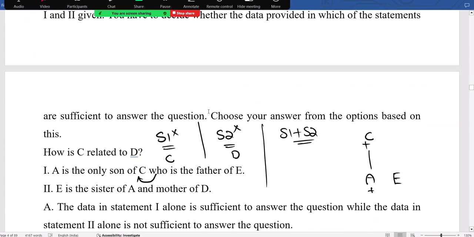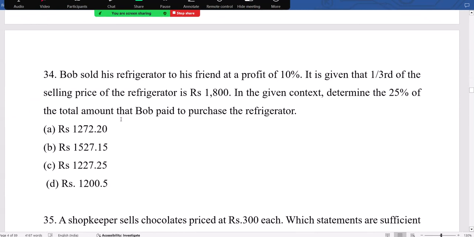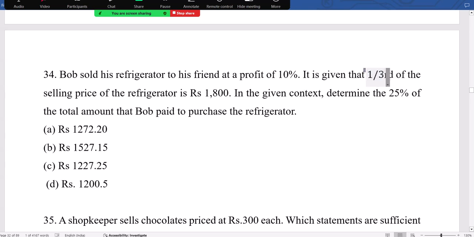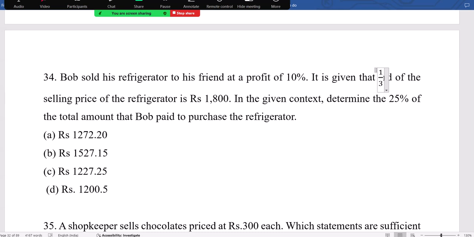Right, so let's have a look into this question. Bob sold his refrigerator to his friend at a profit of 10%. It is given that one third of the selling price is 1800. So one third of selling price is 1800, which means selling price is 5400.